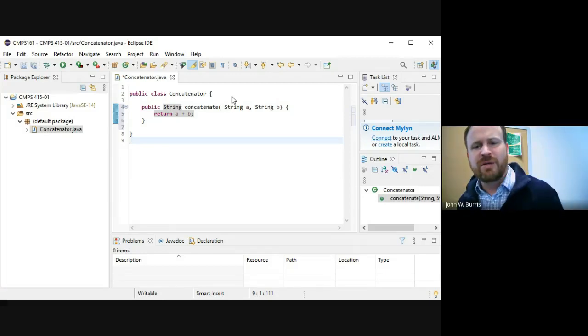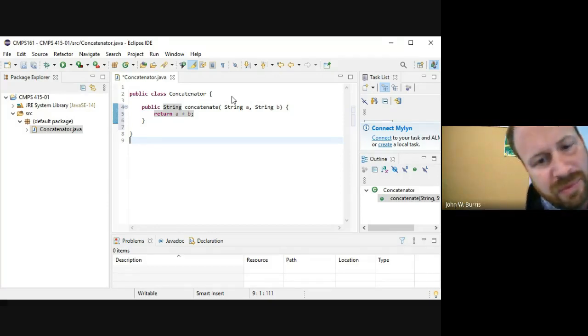A big group. By the way, can you see this on Google Meet? Can you see the Eclipse window? Awesome. Very cool.